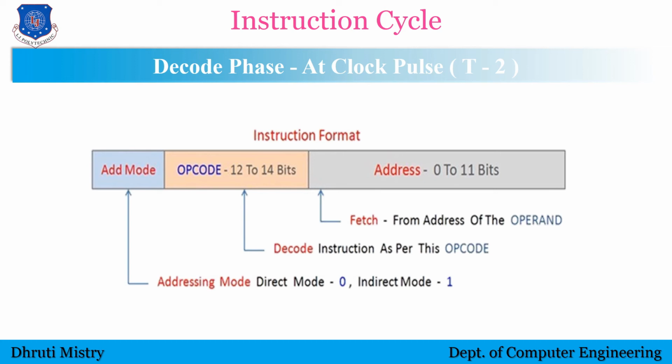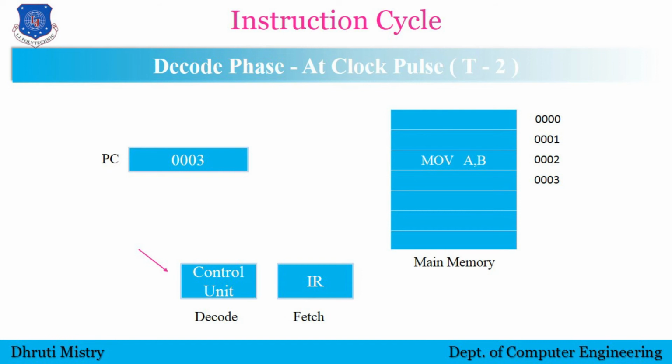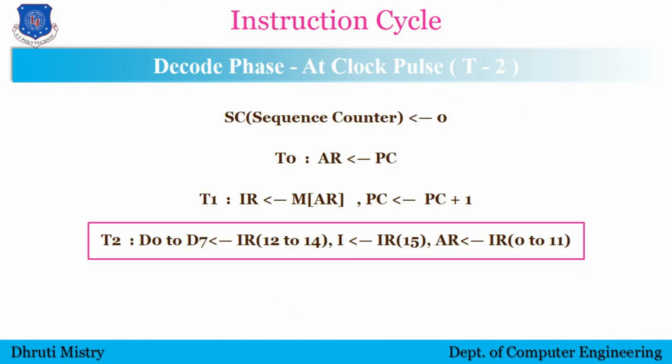Next, the second phase of the instruction cycle is called the decode phase. The control unit of the CPU decodes the program instruction once it is fetched into the instruction register. Here you can see the micro operations of the decode phase. The 3 types of instruction include memory reference, register reference, or input output instruction.